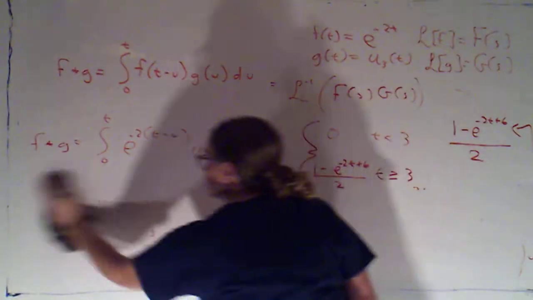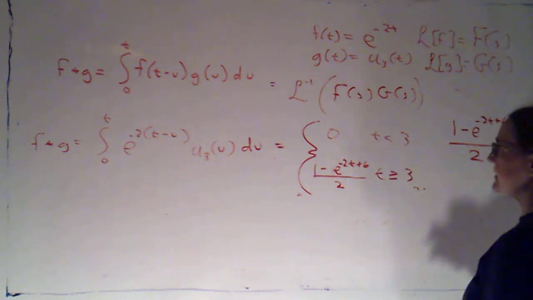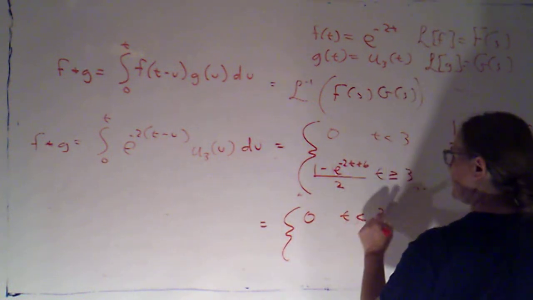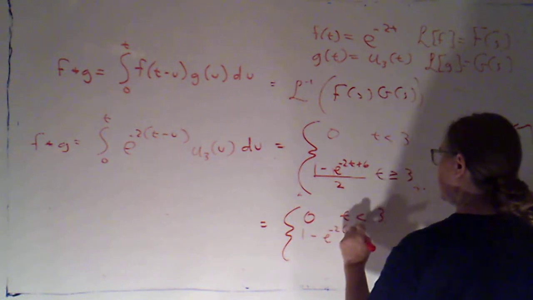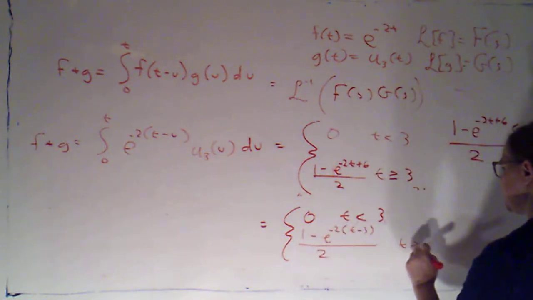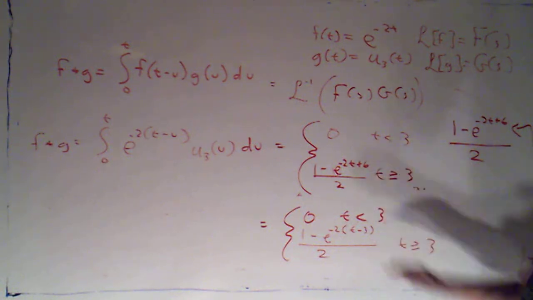Now, if I want, I can actually write this a little bit differently. I can say this is 0 if t is less than 3, and 1 minus e to the negative 2 times t minus 3 all over 2 if t is bigger than or equal to 3. Don't need to do that, but I certainly can.